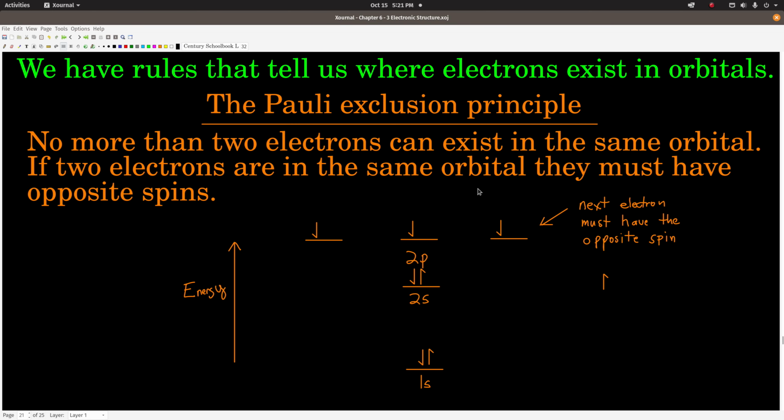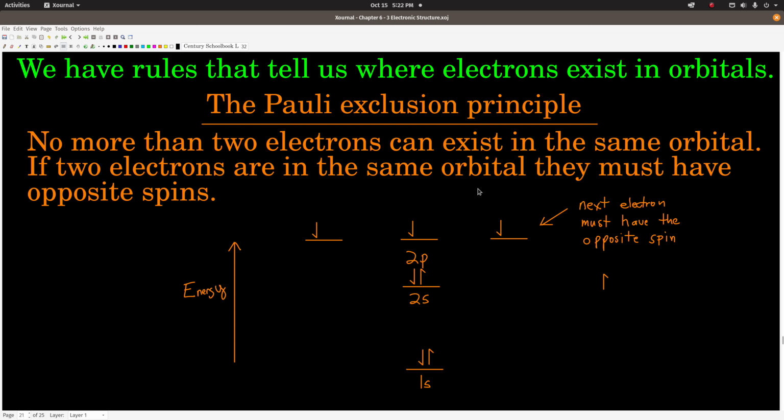That's Hund's rule. Next, the Pauli exclusion principle. So what Wolfgang Pauli says is that for any atom, no two electrons in that atom can have all four quantum numbers identical to each other. So at least one of those quantum numbers has to be different for those two electrons.